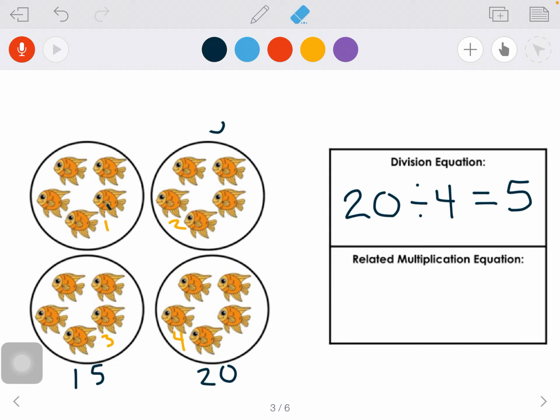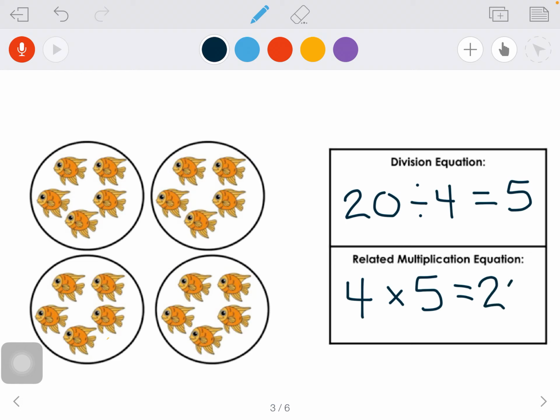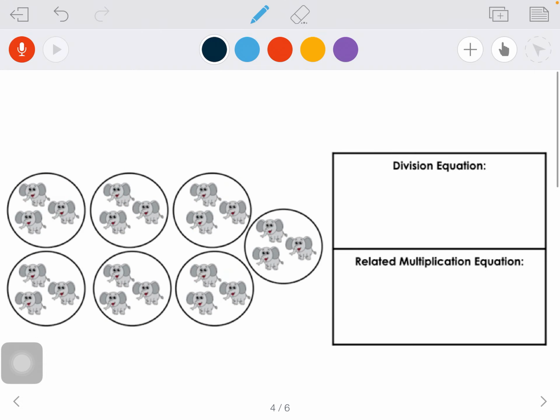Okay, turn this into a multiplication fact. Remember, how many groups? How many in each group? How many total goldfish? I have 4 groups, and there are 5 goldfish in each group, and that makes a total of 20 goldfish. Look at that fact family, same 3 numbers. Okay, one more, we can do this. Oh, look at those cute elephants.